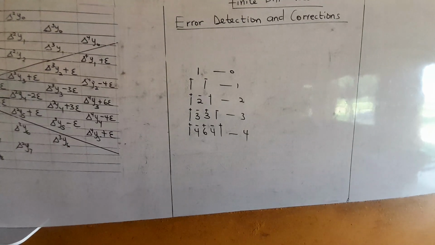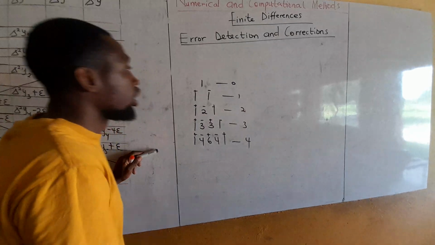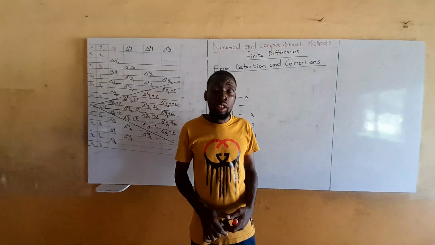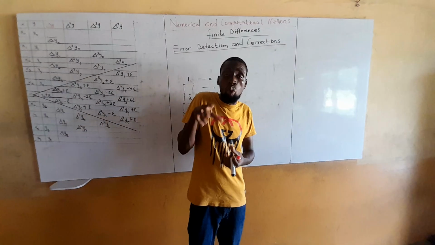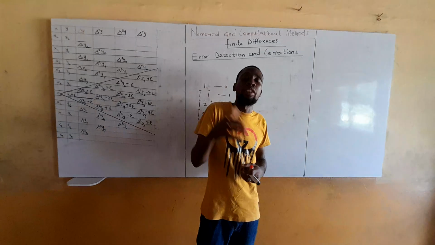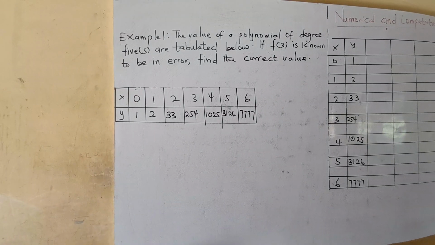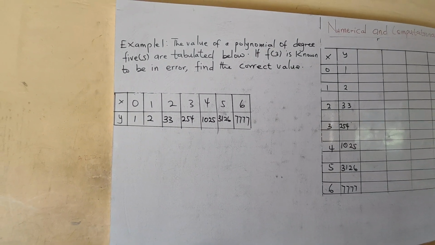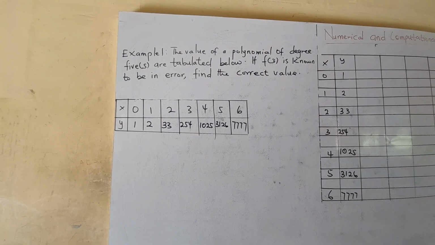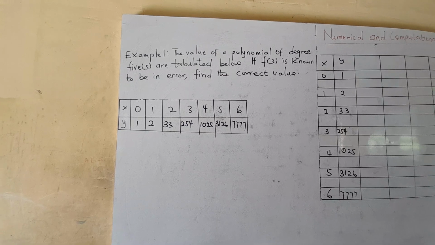So having identified that the errors occurring are just the coefficients of a Pascal triangle expansion, then we don't have a problem. If we are told where the error occurs, it is easy to find it. So we find a sample question where we are told where the error occurs, then we find that error and try to correct it. So let's solve our first example. Here the values of a polynomial of degree 5 are tabulated below. If f of 3 is known to be in error, we should find the correct value of f of 3. So what do we do? We have to construct a difference table.